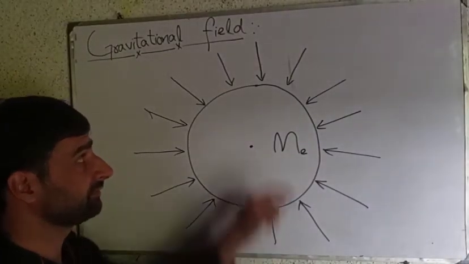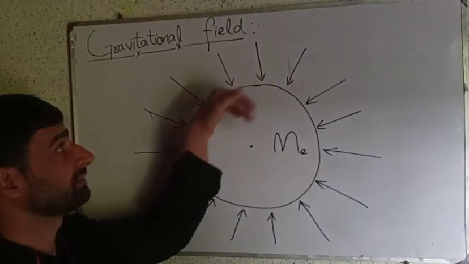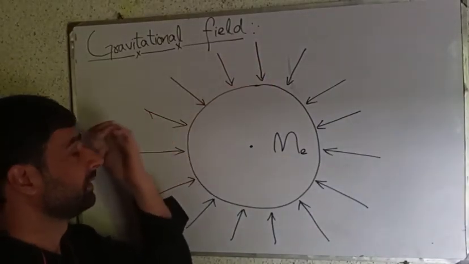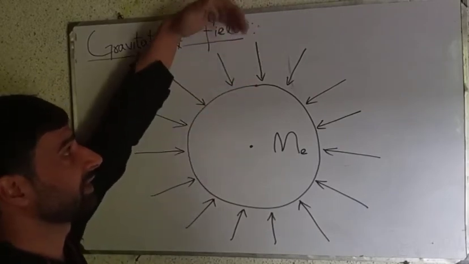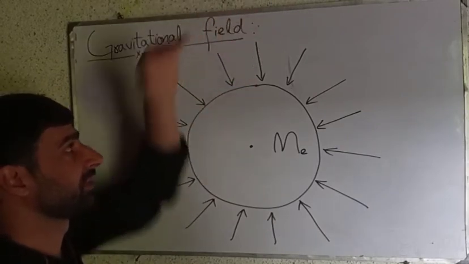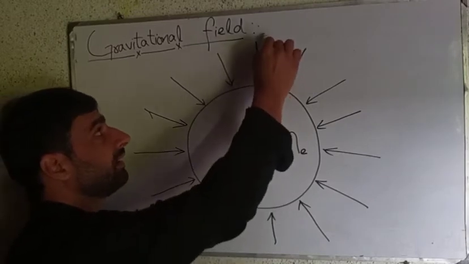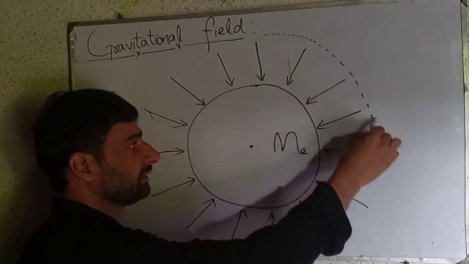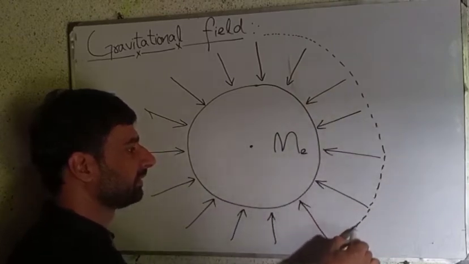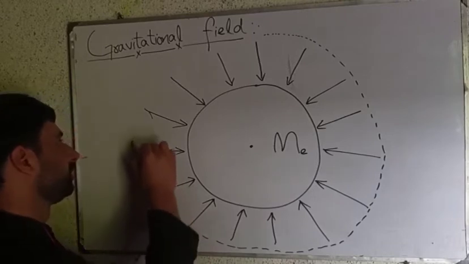For example, if someone is standing here and he moves upward, it's not like he moves an infinite distance away from Earth and even then Earth will attract him. The attraction of Earth is up to a certain limit. Let's say I mark this limit with this dotted line, that Earth can pull the objects from the boundary of this dotted line towards it.